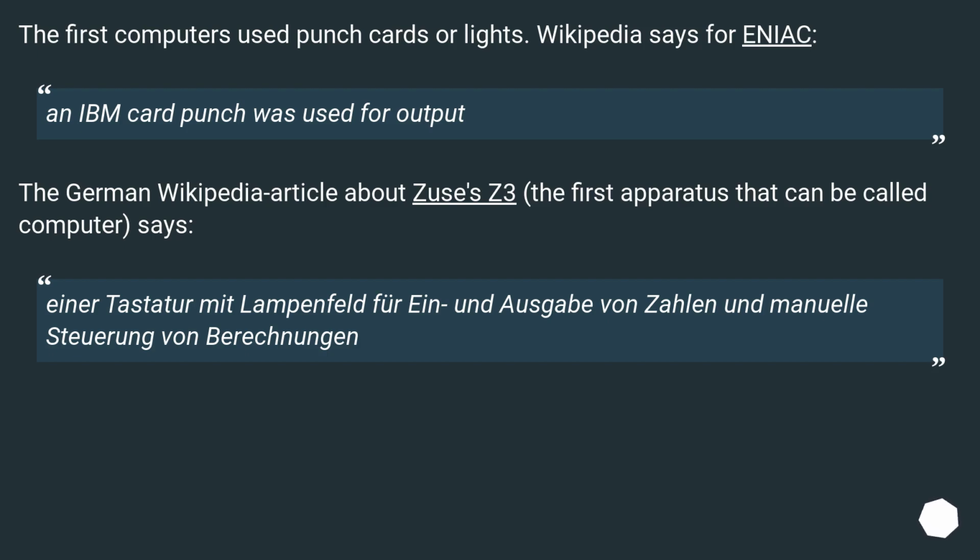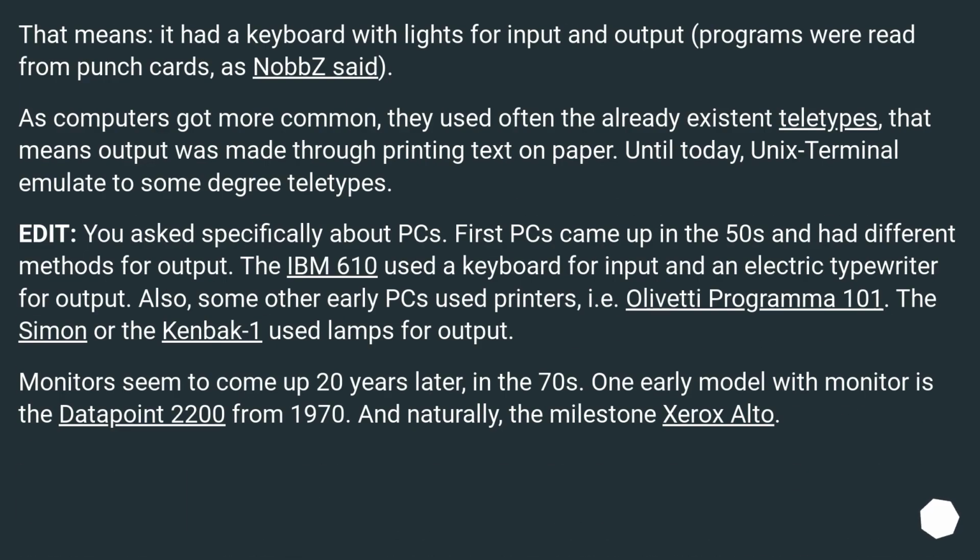The first computers used punch cards or lights. Wikipedia says for ENIAC, an IBM card punch was used for output. The German Wikipedia article about Zuse's Z3, the first apparatus that can be called a computer, says: "Einer Tastatur mit Lampenfeld vor und Ausgabe von Zahlen und Manuellsteuerung von Berechnungen." That means it had a keyboard with lights for input and output. Programs were read from punch cards, as Knob said.